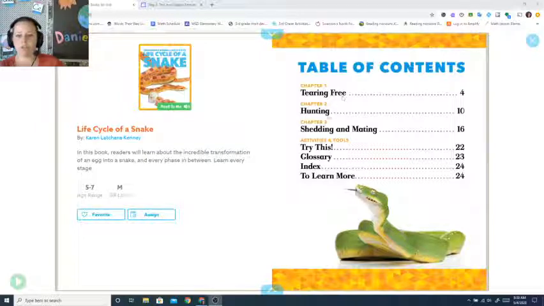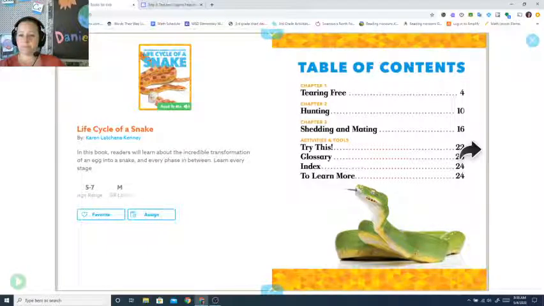Okay, chapter 2 is called Hunting. That starts on page 10. Chapter 3 is called Shedding and Mating. That starts on page 16. And then at the end, we have activities and tools. So we have something called Try This. We've got a glossary, we've got an index, and we've got a page that we go to if we want to learn more. All right, so let's go through the book.